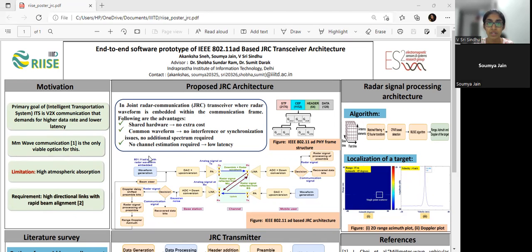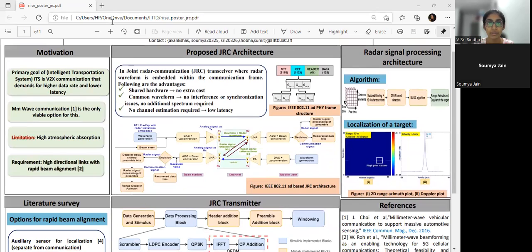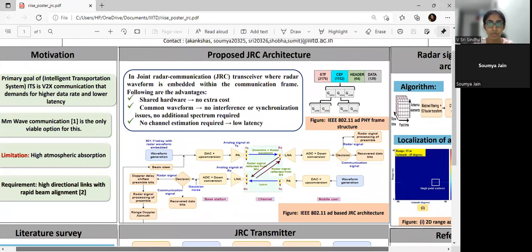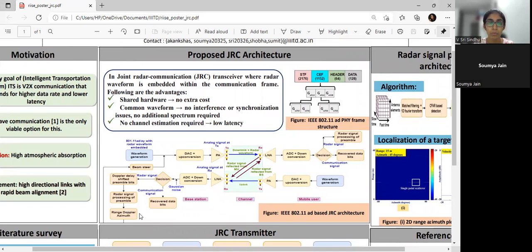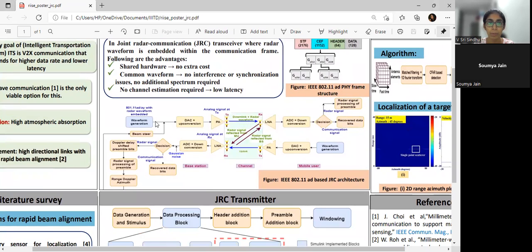This figure represents the JRC architecture, which can be divided into various blocks, namely base station transmitter, base station receiver, mobile user transmitter, and mobile user receiver. The IEEE 802.11ad PHY frame structure consists of preamble, header, and data. The preamble, consisting of Golay sequences with the radar functionality, is modulated using pi/2 BPSK and is transmitted as a single carrier type. In the first stage, the data consisting of omnidirectional downlink pilots along with the header is sent using orthogonal frequency division multiplexing, OFDM.